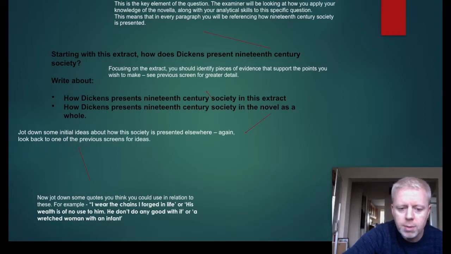A little revision test for you. Who said that and what was it about? Or "his wealth is of no use to him. He didn't do any good with it." Who said that and what was it relating to? Or "a wretched woman with an infant." Okay?